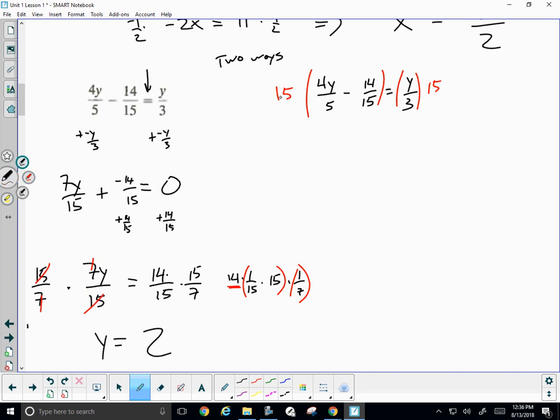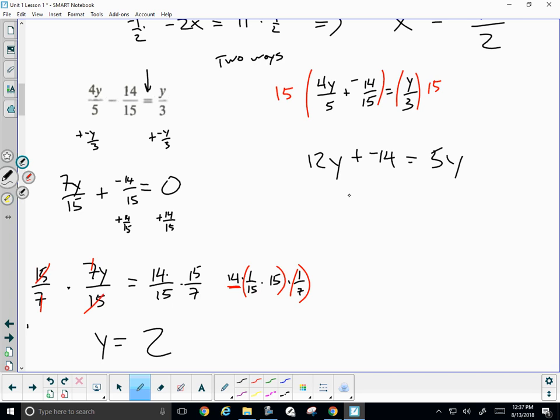All right, so I distribute the 15 times 4y over 5 turns into 3 times 4y, which is just 12y. 15 times a negative 14 over 15 is just negative 14. And y over 3 times 15, that's like y times 1/3 times 15. 15 times 1/3 is the same as 15 divided by 3. That's just 5. That's just 5y. All of a sudden, I don't have to deal with fractions anymore. I just decided to start out by simplifying things by multiplying.